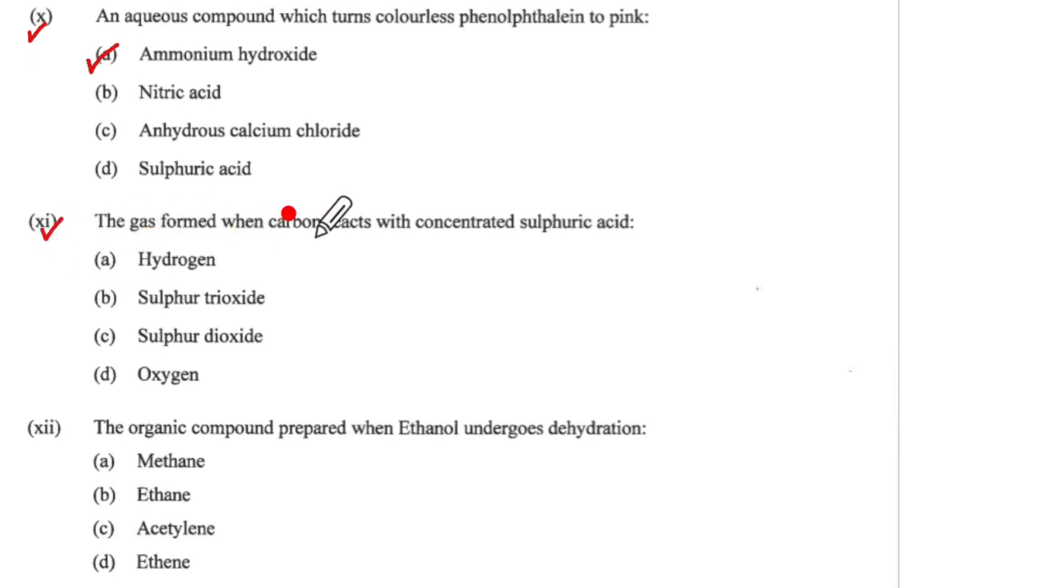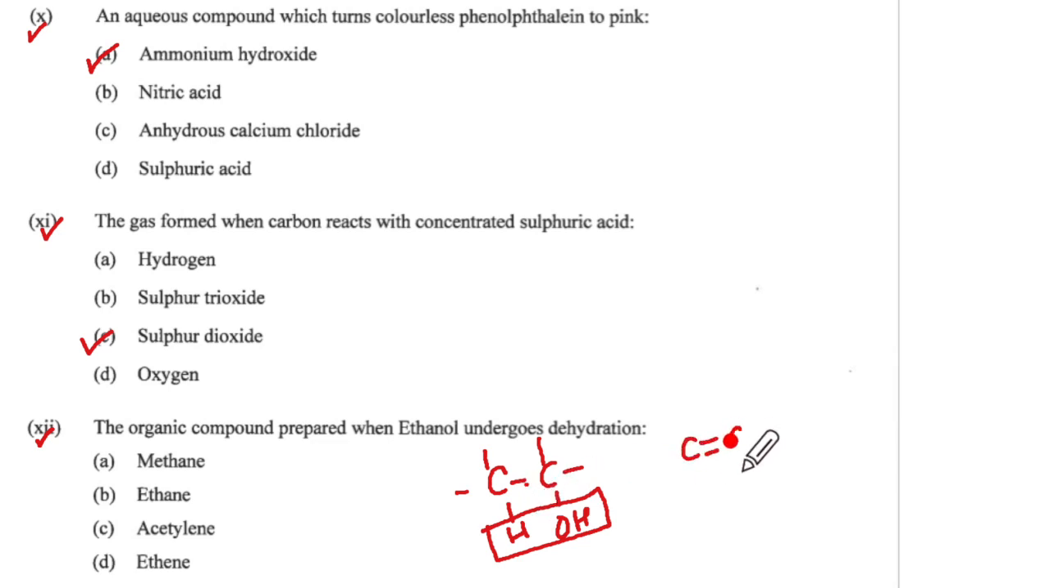11th one, the gas formed when carbon reacts with concentrated sulfuric acid, carbon will get oxidized to carbon dioxide, and sulfuric acid is also going to give us sulfur dioxide. In the 12th one, organic compound prepared when ethanol undergoes dehydration. Ethanol is like this. Now dehydration taking place is going to result in a carbon-carbon double bond, and that will be ethene, so it will be ethene, which is the option D.